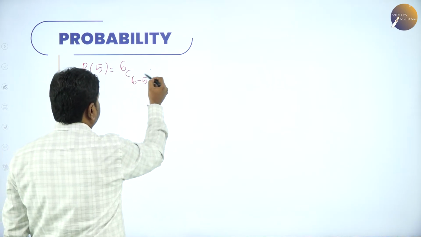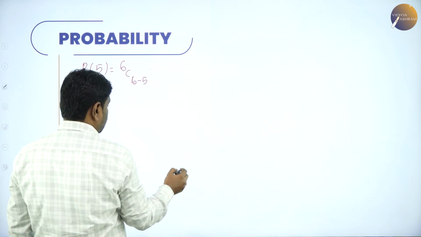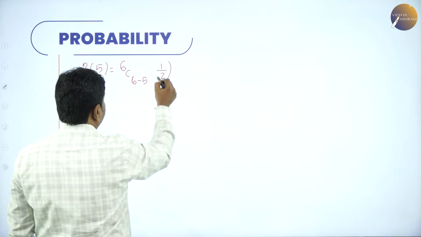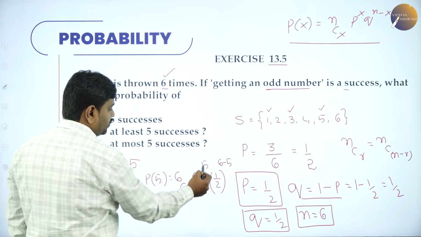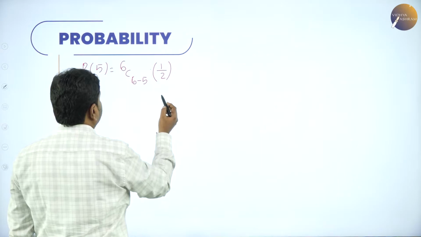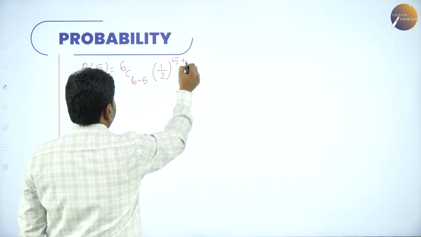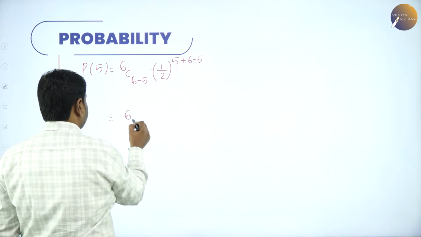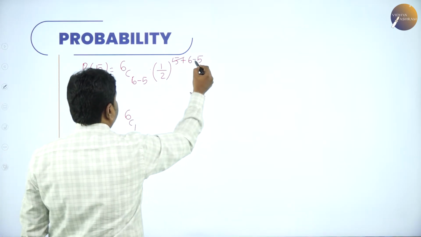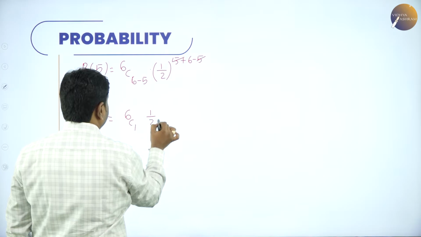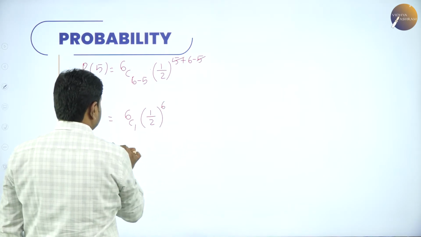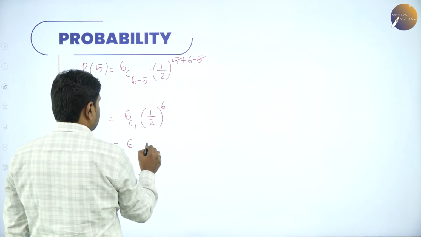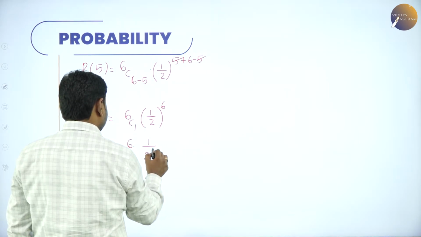Instead of 6C5, I'll write 6C6 minus 5, and using the power law of indices, a power m into a power n is a power m plus n, I can write it as 5 plus 6 minus 5. So 6C5 is 6C1, and plus 5 minus 5 cancels, it will be half power 6. So 6C1 means 6, and half power 6 means 1 by 2 power 6.